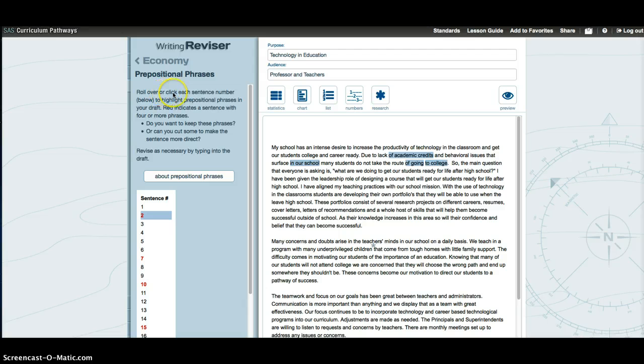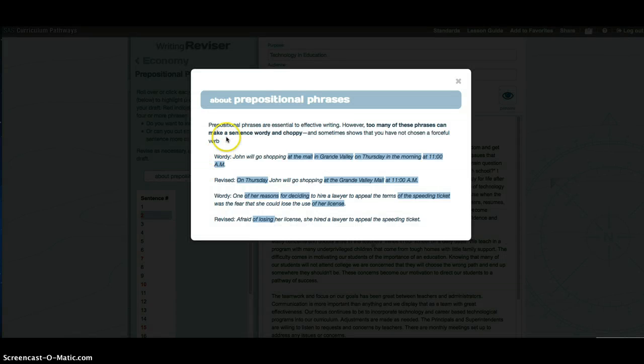So it says roll over, click each sentence number. We did that. Red indicates a sentence with 4 or more phrases. Okay. Do you want to keep these phrases? Or can you cut some to make the sentence more direct? Revise as necessary by typing into the draft. Alright, there are 4 in this sentence, so I think that's something that we can get rid of. Let's take a look at the prepositional phrases, see what they tell us.